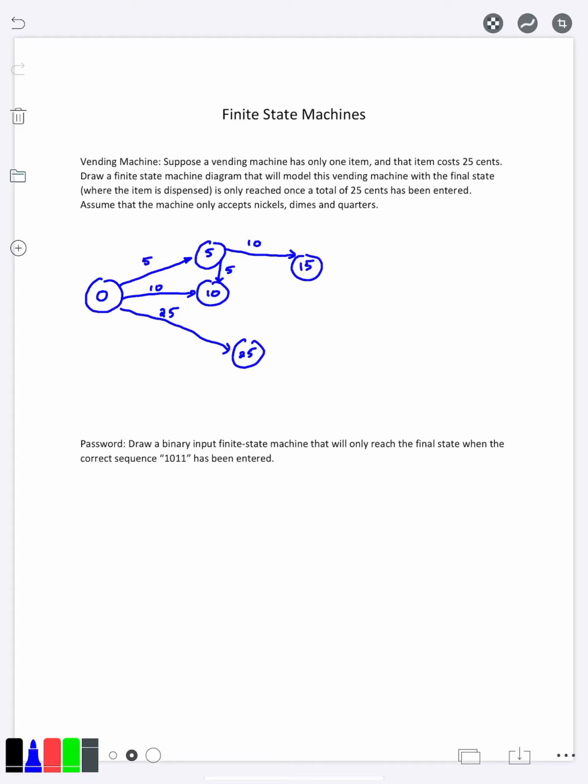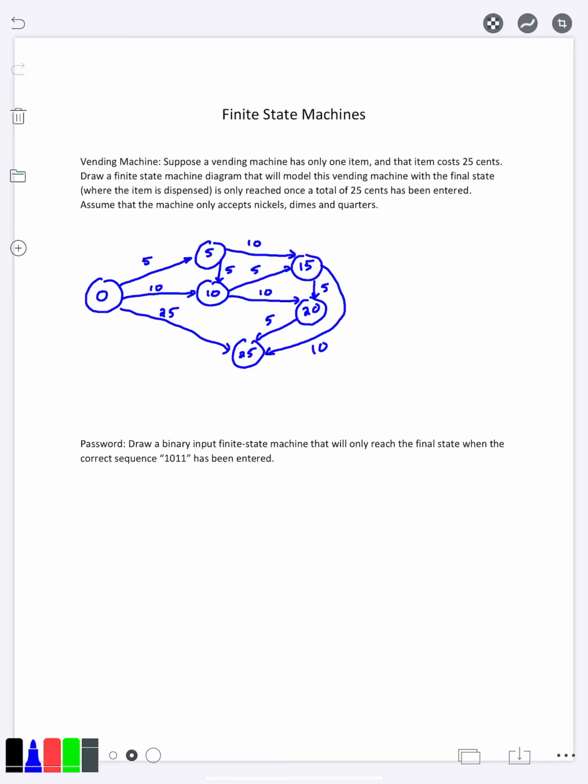Okay, so now that we have that, we're going to look at the next part here. If you're currently at 10 cents and you put in a nickel, you'll be at 15 cents. And if you're currently at 10 cents and you put in another dime, you're going to be at 20 cents. If you are currently at 15 cents and you put in a nickel, you're going to be at 20. And if you're currently at 15 and you put in a dime, you will then be at 25, so you're good. And the last one here is if you're currently at 20, you put in a nickel, you get to this. So this right here is a finite state machine diagram.